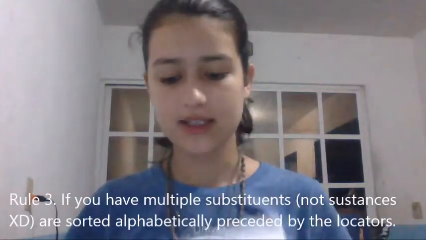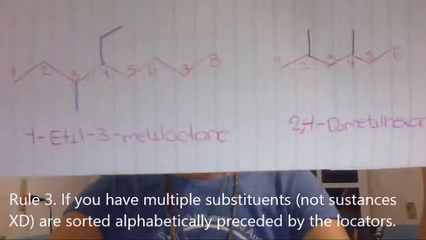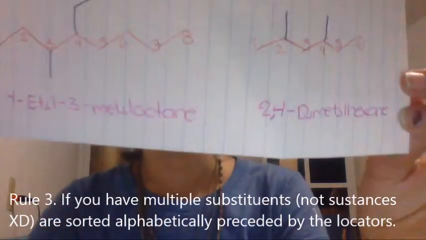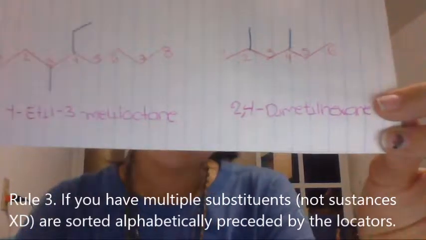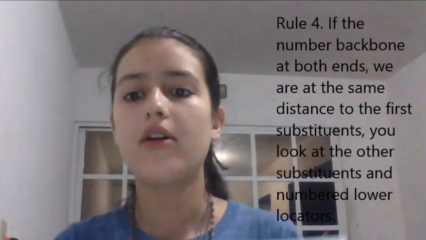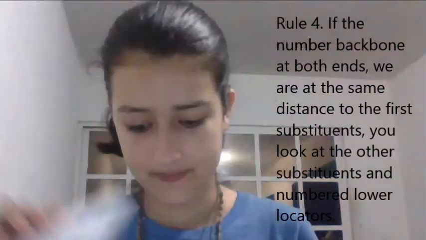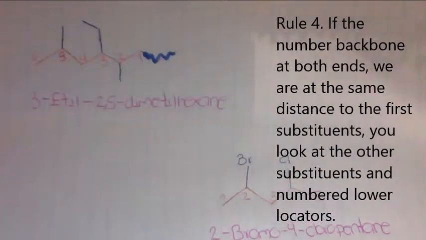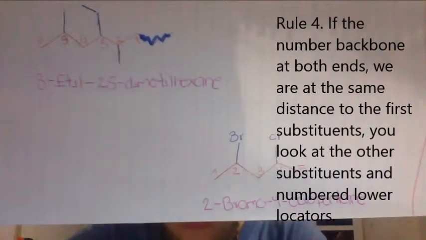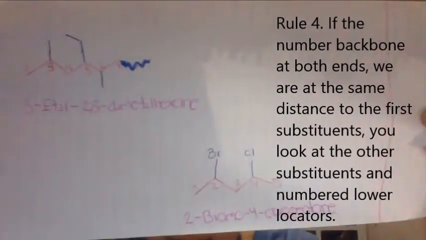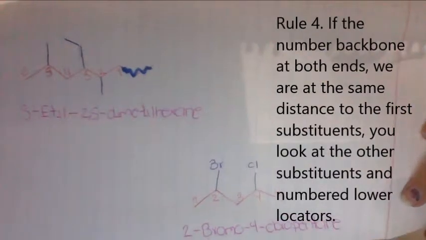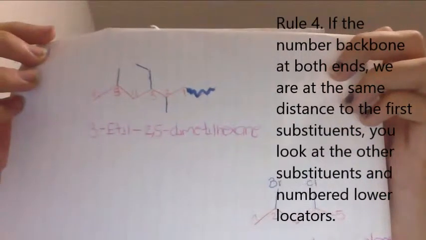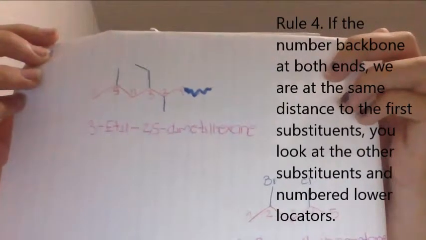And rule three is, if you have multiple substituents, they are sorted in alphabetical order by locator. And rule four: if the numbering from both ends puts the first substituent at the same distance, the one that comes first in alphabetical order gets the lower locator.